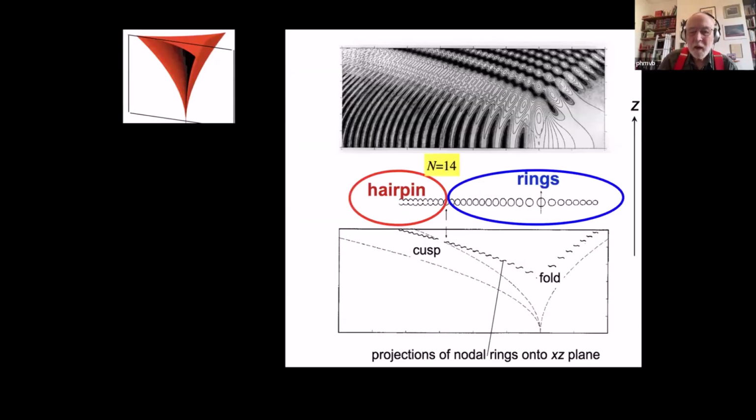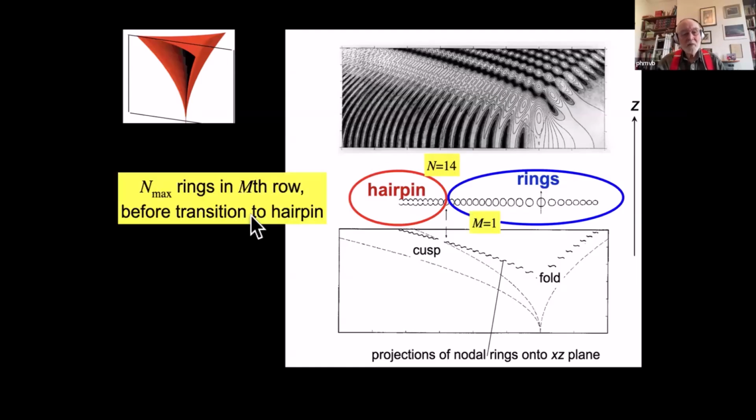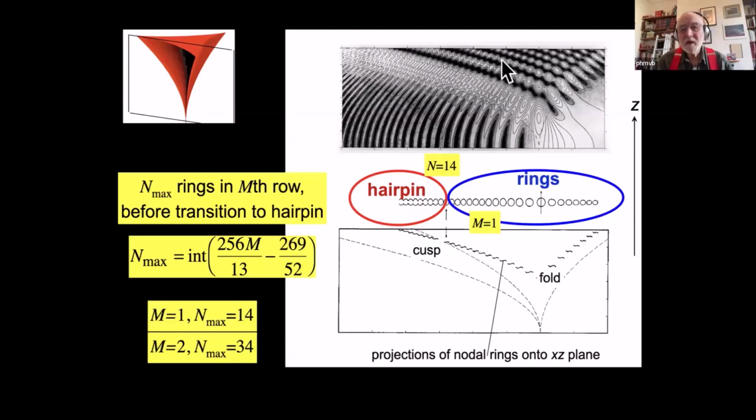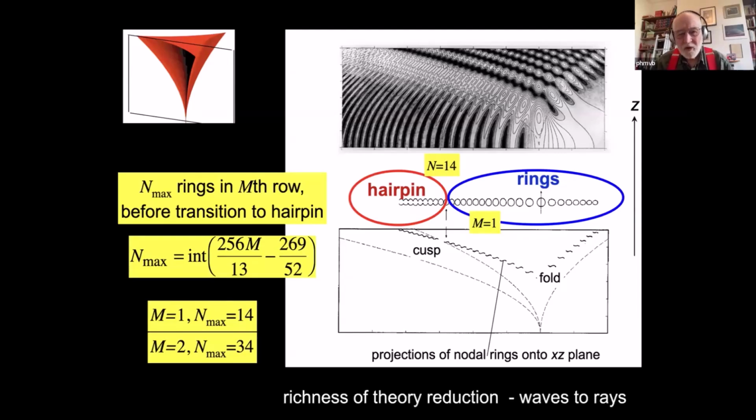Just a second. Okay. Well, there are 14 of these rings before you get the hairpin. This is in the first row, m equals 1. So you can ask, in the mth row, how many rings are there before you get to the hairpin? Well, here's the answer. It's some interesting, totally unobvious number. And it's 14 in the first one, 34 in the second. That would be this second set of rings here, second row. And my purpose in showing this one particular result is just to point out how very rich is the reduction from waves to rays, the connection between geometrical optics and wave optics, because all of this structure is stable diffraction that decorates the elliptic umbilic catastrophe.